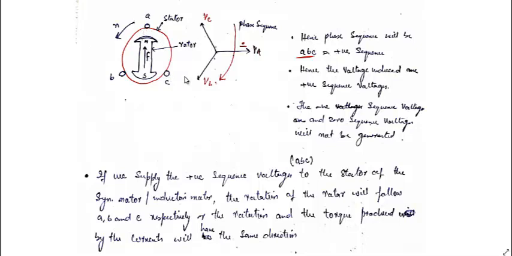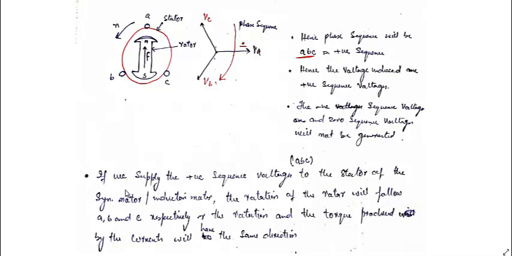So we can say that the voltages at points A, B, and C will never be equal. When they are not equal, it means we don't get the zero sequence voltage at the terminals of the generator, or in general we can say that zero sequence voltages are also not generated by the generator. So in a nutshell, we can say positive sequence voltage is generated by the generator, but negative and zero sequence voltages are not generated by the generator.